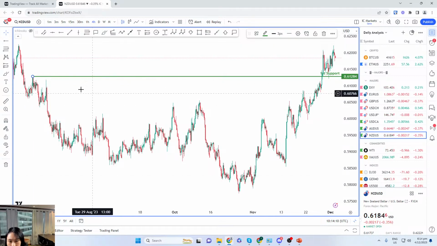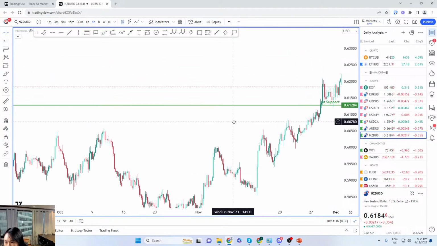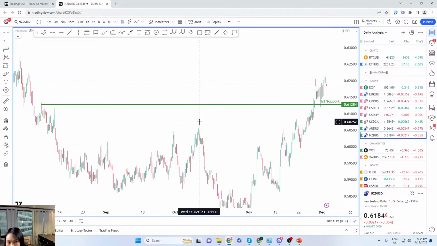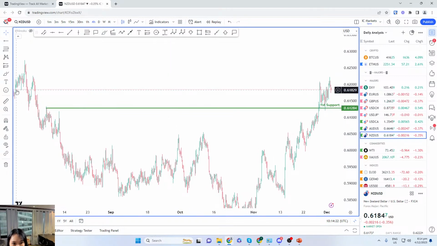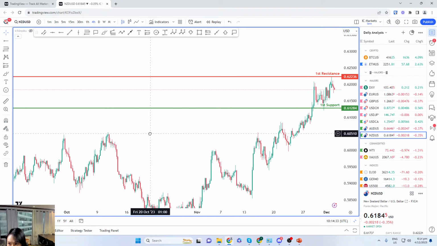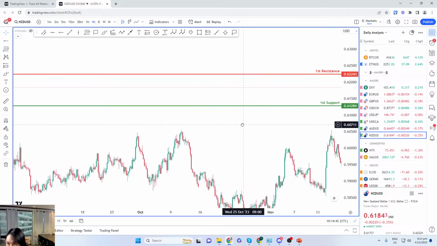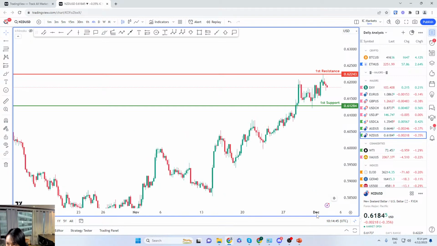First support level, there's a very strong pullback here. As for resistance, I'm gonna take this as my first resistance level. This is also a nice resistance level. You can see that there is a pullback and at our current, it has also touched the first resistance level before pulling back.